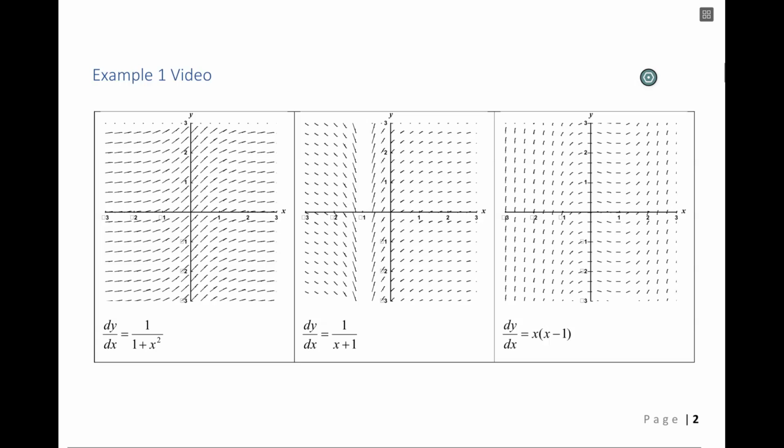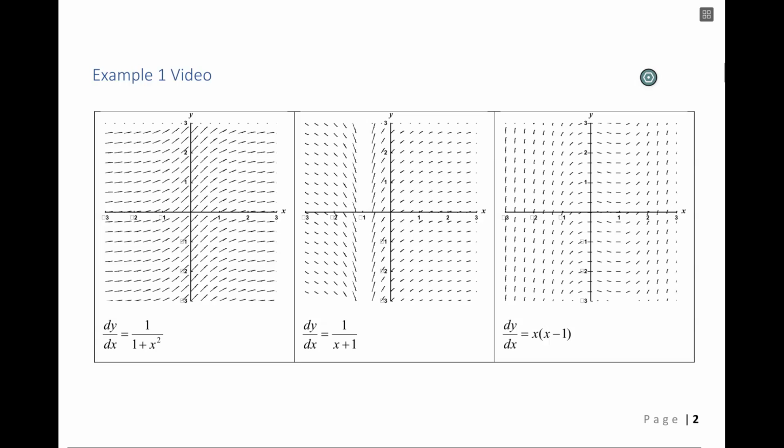So I'm just going to talk a little bit about some things I notice on these graphs, but the big thing I want in this video is to talk about how this is helpful, how we get an idea of what the solution to the differential equation is, because that's always our goal, is to solve a differential equation, find the function that makes the statement true.